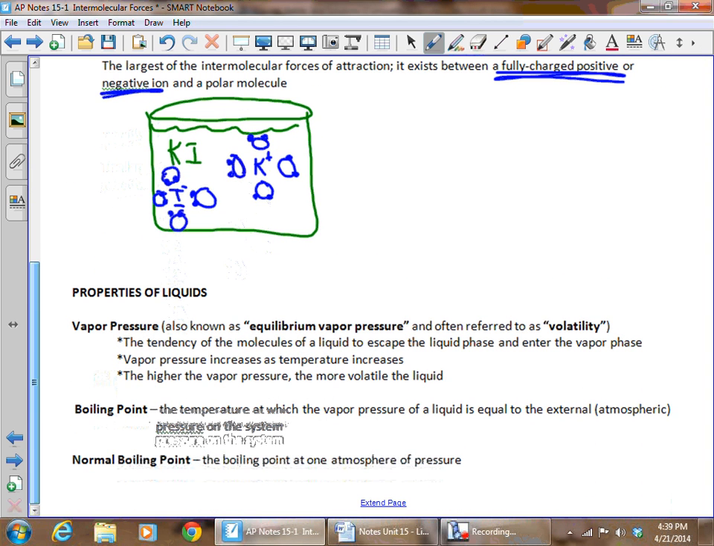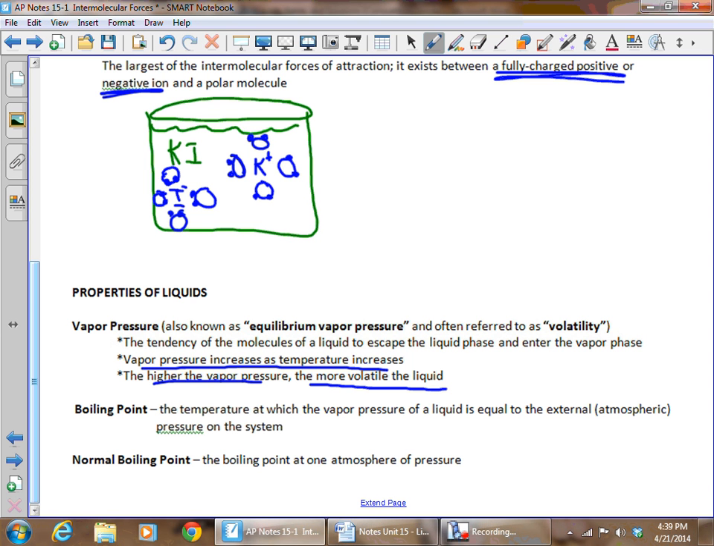We will talk more about the properties of liquids as we move through this unit, but just some terminology for now. Vapor pressure, also known as equilibrium vapor pressure, sometimes referred to as volatility, is the tendency of molecules of a liquid to escape the liquid phase and enter the vapor phase. So, tendency to vaporize. Vapor pressure increases as the temperature increases, and the higher the vapor pressure, the more volatile the liquid is. It's more likely to vaporize.